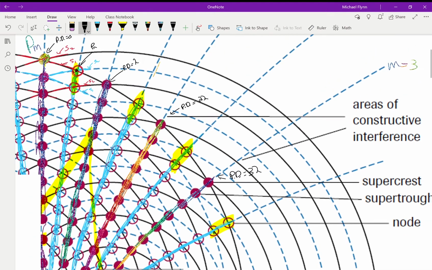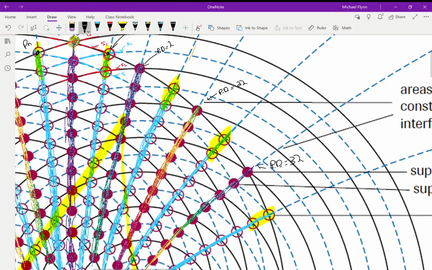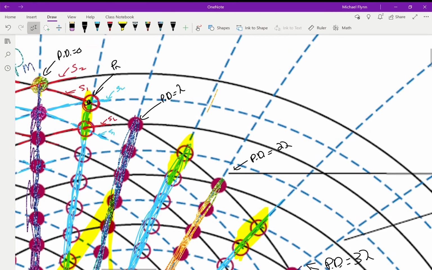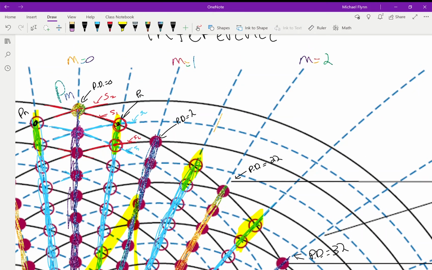So you get alternating lines of constructive and destructive interference. On the antinodal lines, we see that the path differences have to be whole multiples of a wavelength. That's the condition for constructive interference. Now, what about the nodes that are in between?